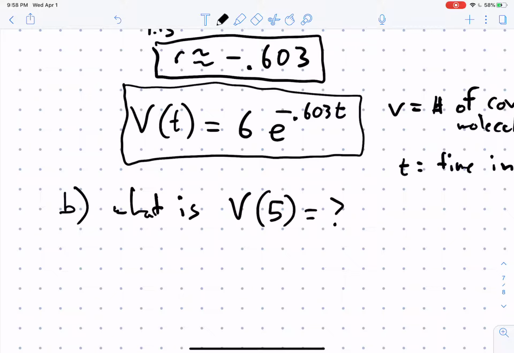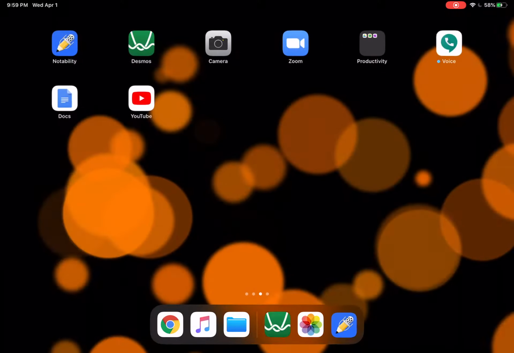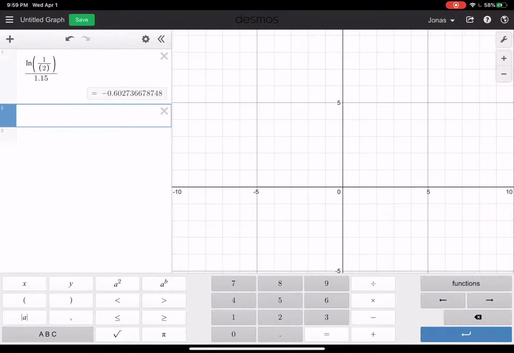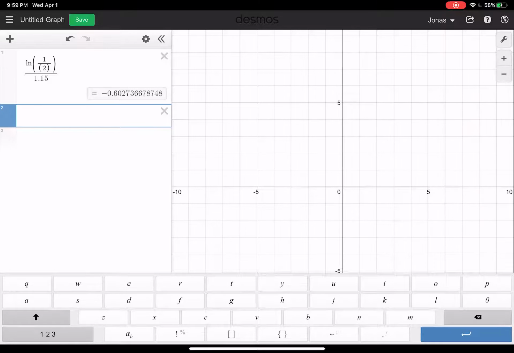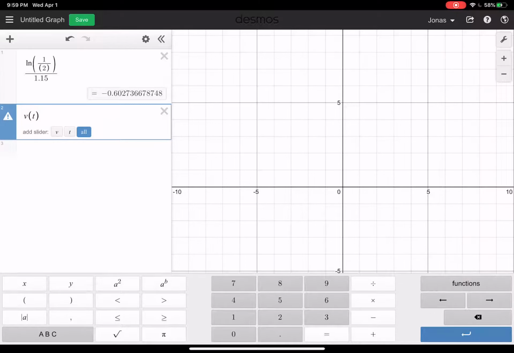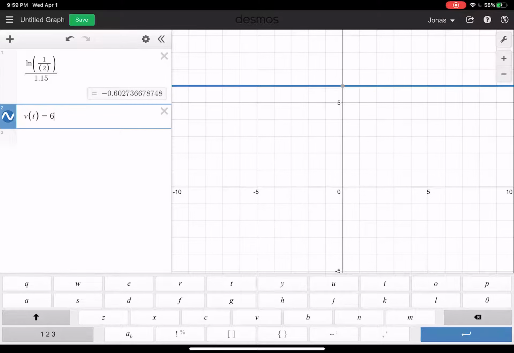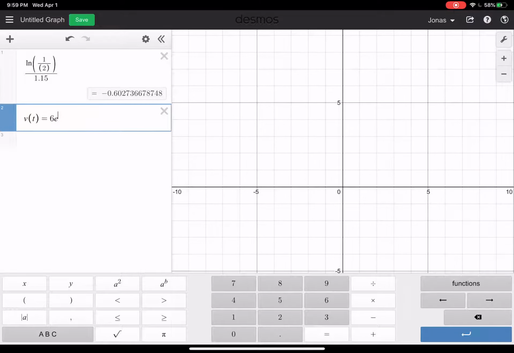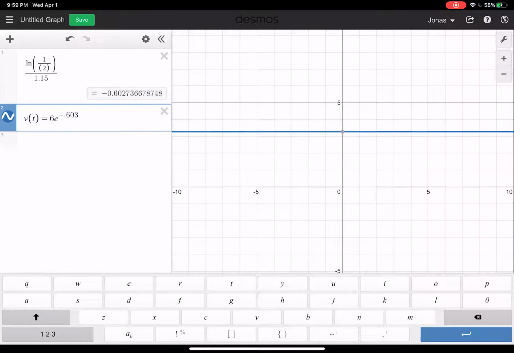What I'm going to do is go ahead and put into Desmos just the entire formula v of t so that we can refer to it later. And it's 6e to the negative 0.603 t. Let's go ahead and do it. So let me see. This is going to be v of t is equal to 6 e to the power negative 0.603 t.